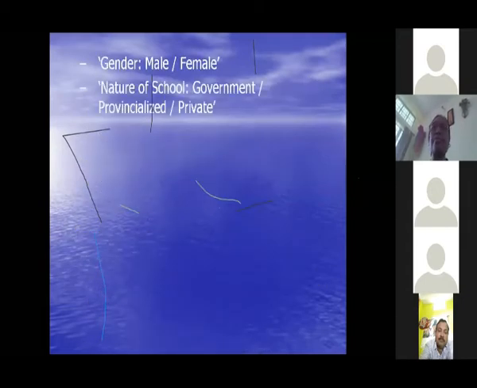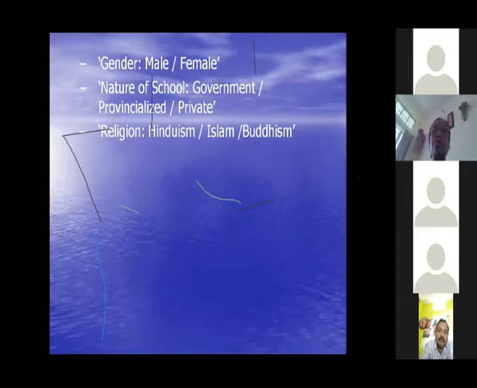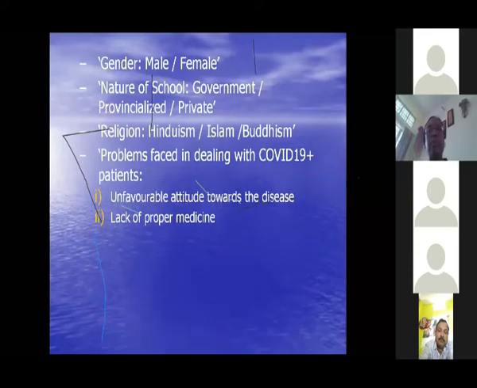Again, look at these options. Gender: male, female. Nature of institution: government, provincialized, private. Religion: Hinduism, Islam, Buddhism. If you give options against any item of the questionnaire, one must be very careful. The options must be complete, otherwise one is confused. In case of gender, you have given only male and female. However, now we know that there are transgender individuals. If some respondents are transgender, how are they going to respond? So we'll have to give other options, say "others," or mention the appropriate options.